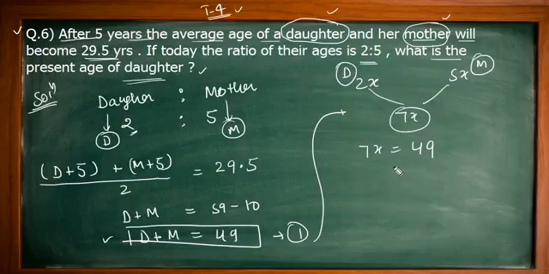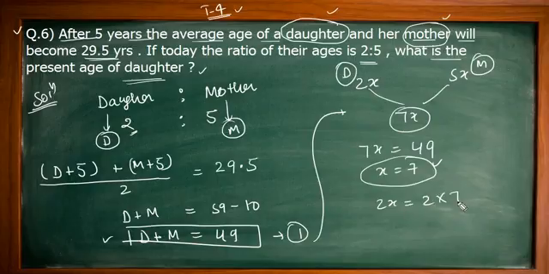So 7x equals 49, x will be 7, and the present age of daughter is 2x. So 2x will equal 2 into 7, that is 14. Your answer right now. So this is another type of problem, and the answer is 14. See guys, one thing more.